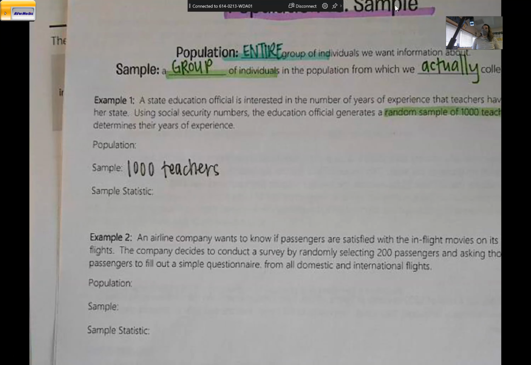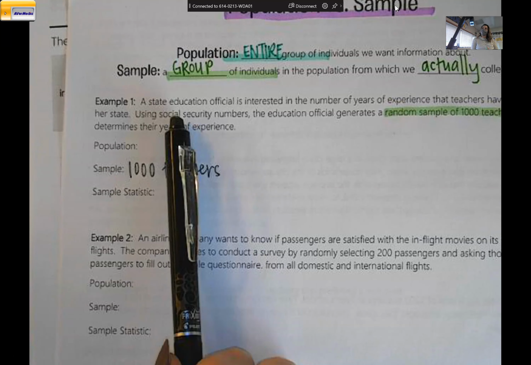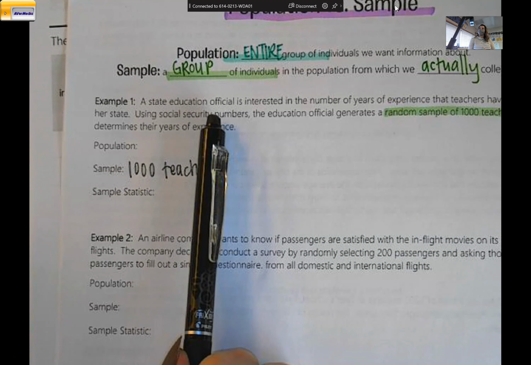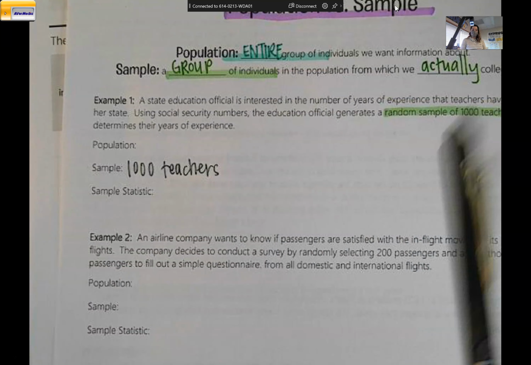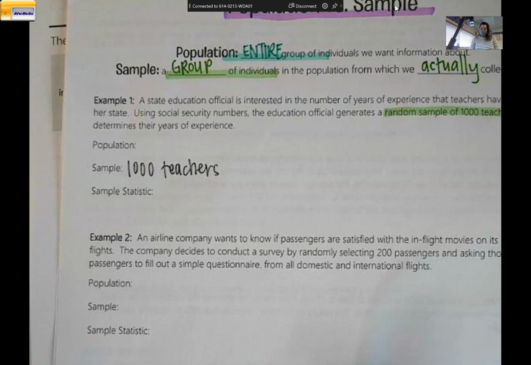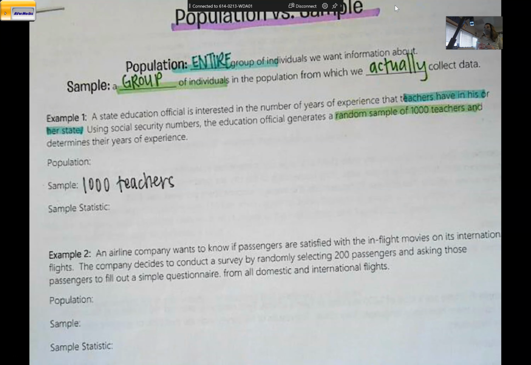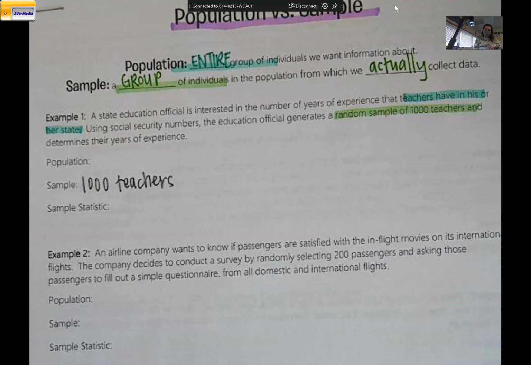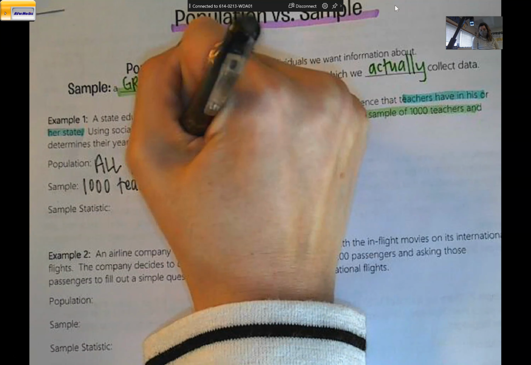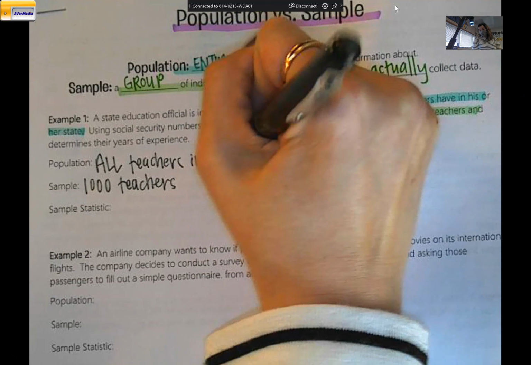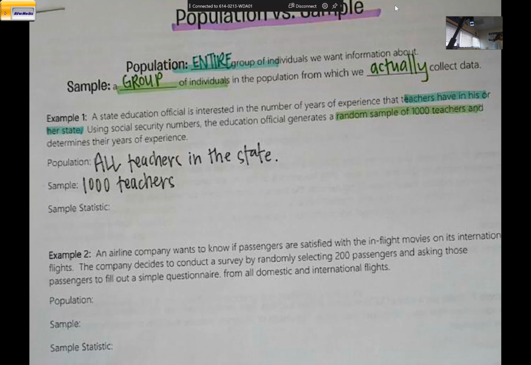So what's my population then? Well, the person that's interested in this is a state education official, and they are interested in the number of years of experience that teachers have in his or her state. So your population is all teachers in the state. So every single teacher in the state.